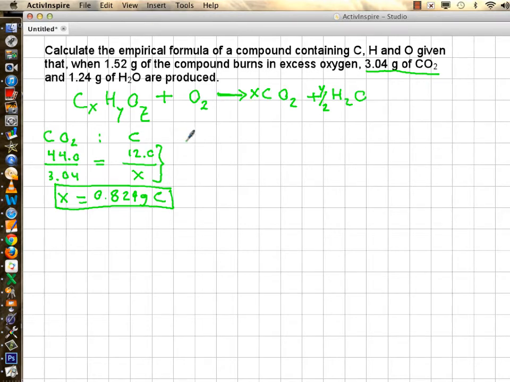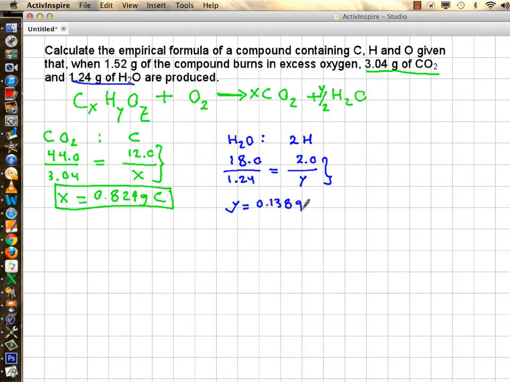Let's go after H2O and then let's find out how much hydrogen we have. So for every H2O, remember you have twice as much hydrogen. Write it so you don't forget it. I have 1.24 grams of H2O. Remember, molar mass of H2O was 18. In every 18 grams of H2O, you have 2 grams of hydrogen. So for 1.24 grams, this is a new proportionality. You can calculate what Y is. Y is the amount of hydrogen in grams, which happens to be 0.138 grams.